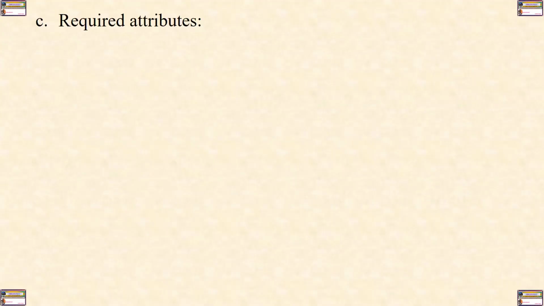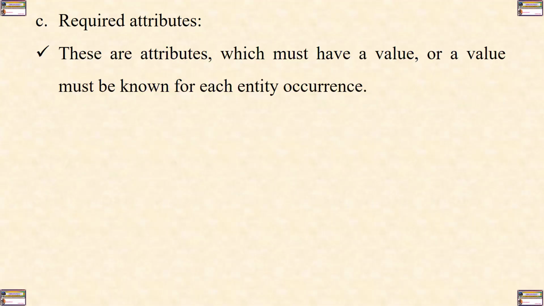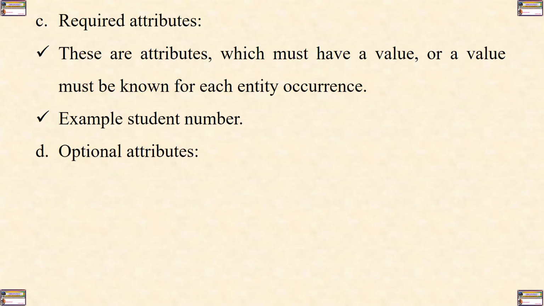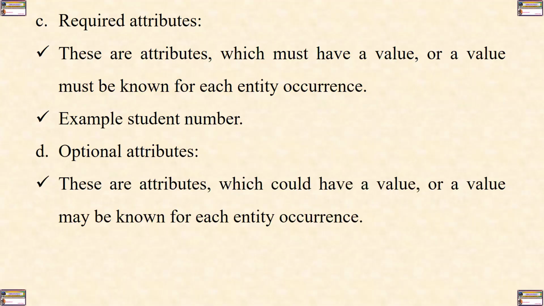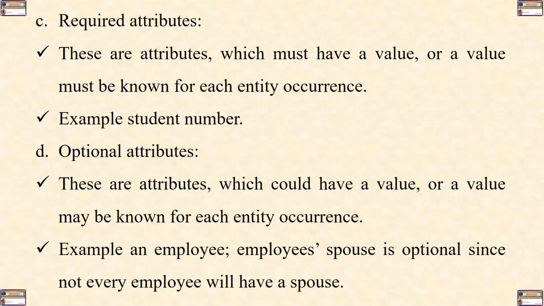We also have what we call required attributes. Now, these are attributes which must have a value, or a value must be known for each entity occurrence. Example is a student number. We also have the 4th type of attributes or characteristic, which we call optional attributes. These are attributes which could have a value, or a value may be known for each entity occurrence. Example is an employee, where the employee's spouse is optional, since not every employee will have a spouse.